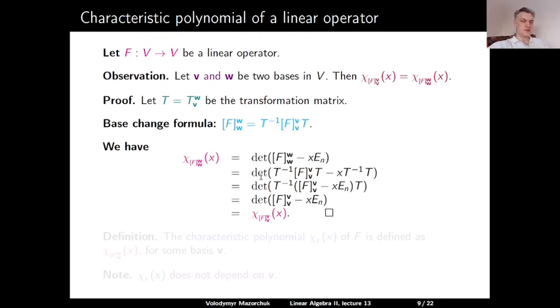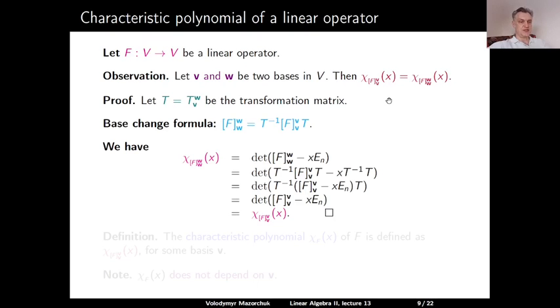So we can move T inverse to the left and T to the right, and we write it as the determinant of T inverse times the matrix of f in V minus x times E n, and then times T. The determinant of the product is the product of the determinants. The determinant of T inverse is equal to the inverse of the determinant of T. So these two things cancel each other, and what is left is the determinant of the matrix of f in V minus x times E n. And this is by definition the characteristic polynomial of the matrix of f in V. And this proves our observation.